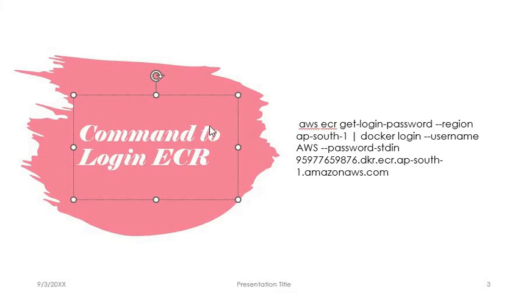So basically you have to run this command to log into the ECR. aws ecr get-login-password --region, you have to provide the region where you have created your ECR. Then docker login with the username and AWS password. It will take it from the AWS credentials you have saved in your console using the aws configure command. Then give the path of the registry.